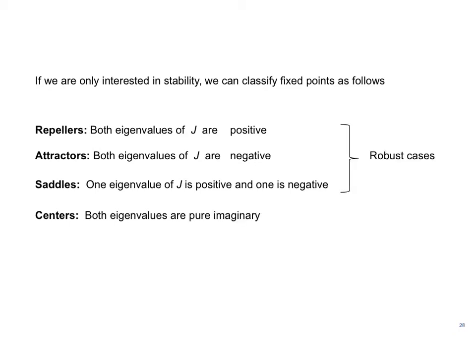So these cases are robust. If you have a Jacobian giving you this kind of information, you can be pretty sure that you will have repellers, attractors, or saddles. In this case, which is a borderline case, you have a center, but if the system has strong nonlinearities, these strong nonlinearities may perturb the center, and the center is not going to be a center anymore. So this is not a robust case.